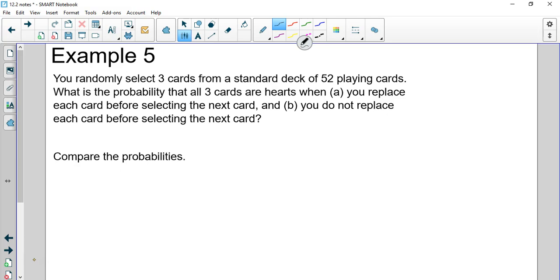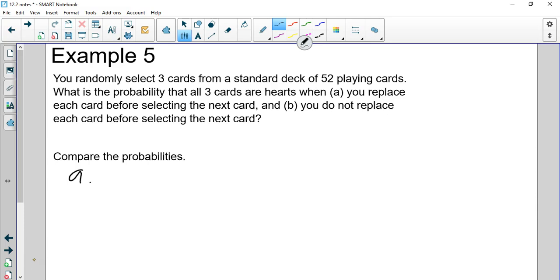Okay, example 5. You randomly select 3 cards from a deck of 52. What's the probability all 3 cards are hearts? First, when you replace each card. Second, when you do not replace each card. Okay, so we're going to do situation A first. That's basically independent. Very simple.